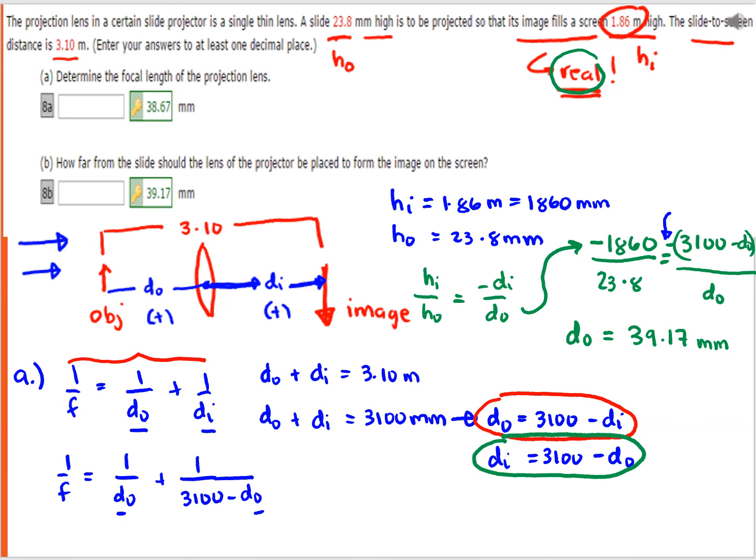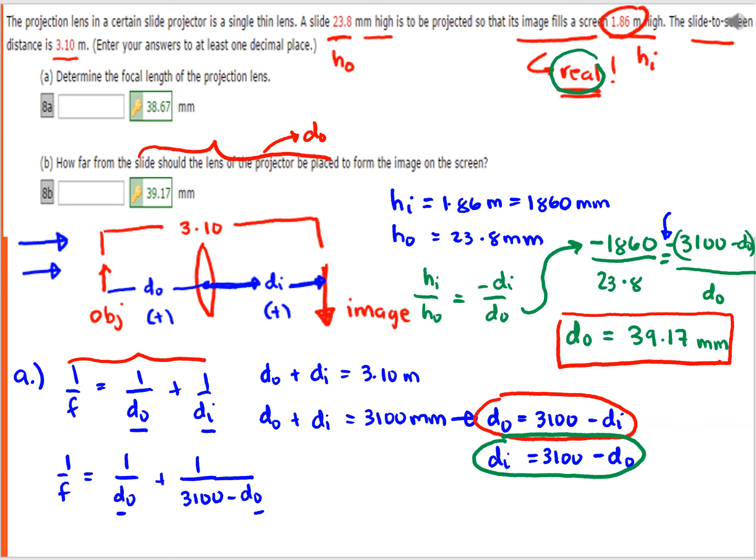millimeters. Now, this DO here is in fact the answer to the question in letter B, which is how far from the slide should the lens of the projector be placed. In fact, this is just DO.